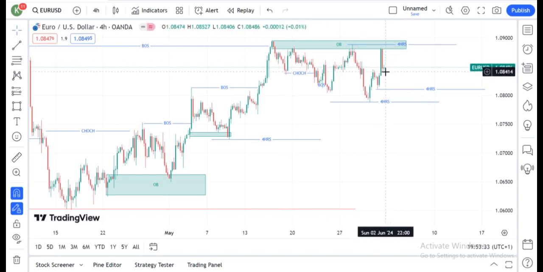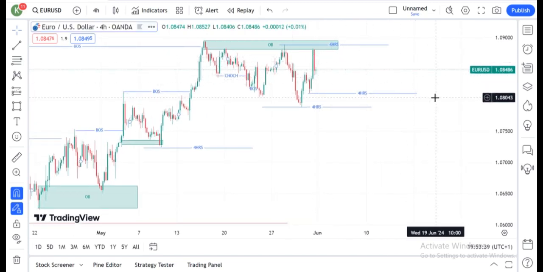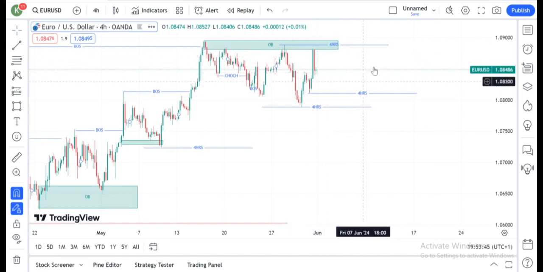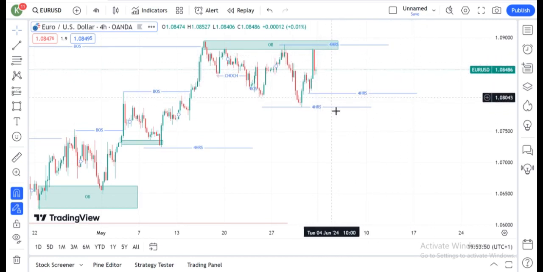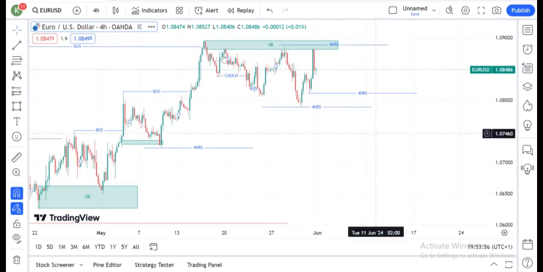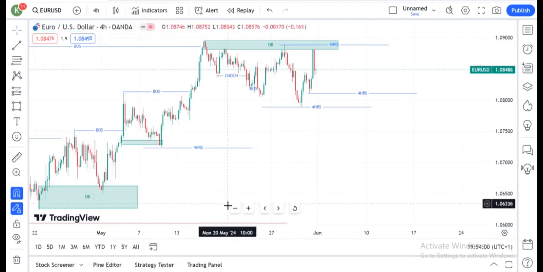So this might give EU a range, just like we've seen that replicate itself on GU, we've seen it replicate itself on DXY. So there might be some level of range here before price breaks, probably either takes out this high or this OB and goes up or goes down. So that's the reason why you need to pay close attention to my updates.